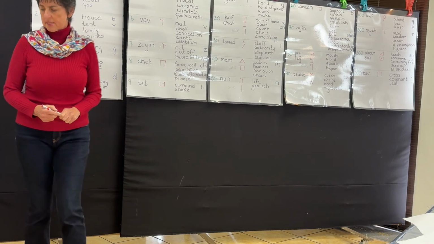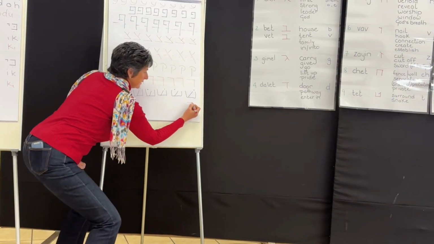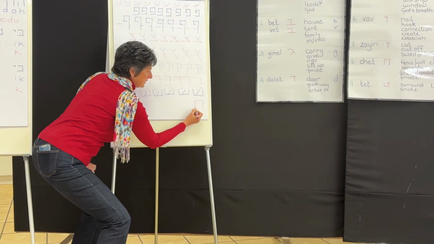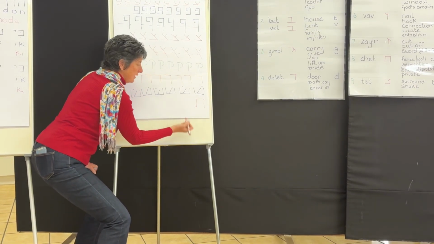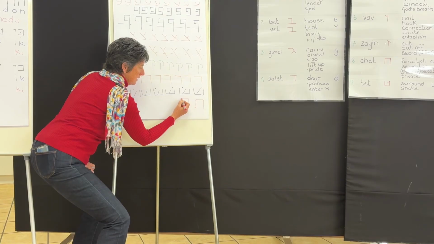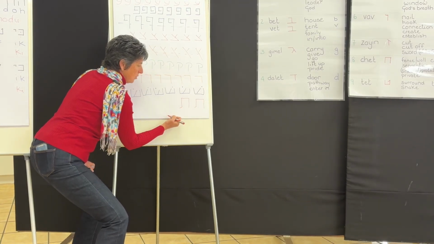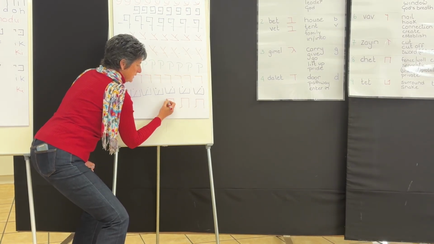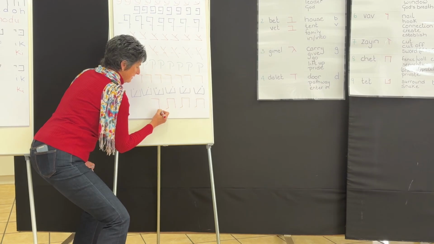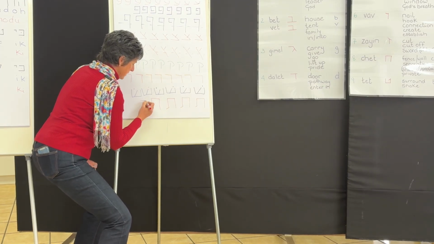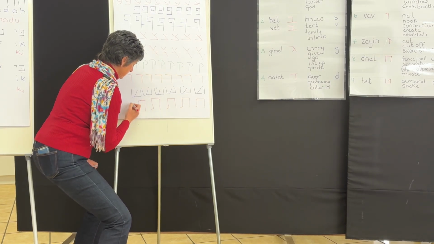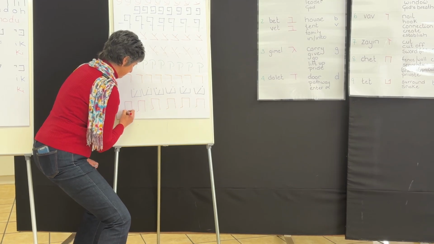Okay. But Tav looks very much like Chet, except it's got a little tail on the left-hand side. So as you come down, you go off to the left. Tav, tav, tav.